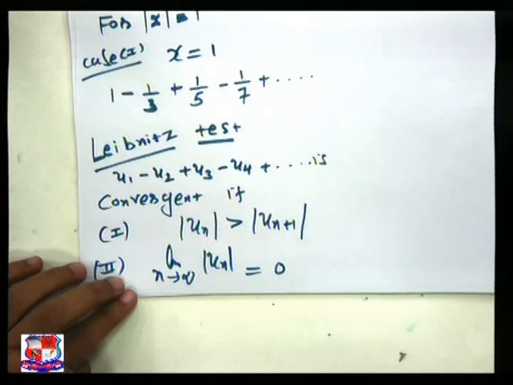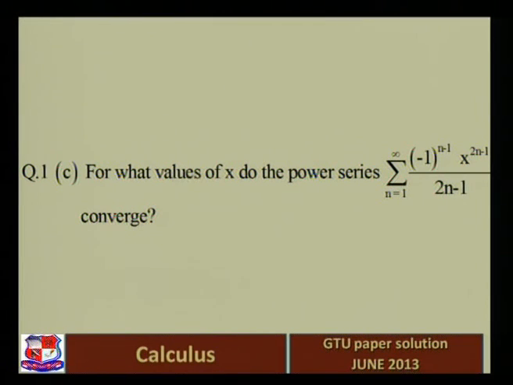Now in the Leibniz test we have to check these two conditions: that u1 minus u2 plus u3 minus u4 is convergent if modulus of un is greater than modulus of un plus 1, that means the modulus of the nth term is bigger than the modulus of the n plus 1th term. And the second condition is, as n tends to infinite, modulus of un is equal to 0. And this series is convergent because it satisfies both the conditions.